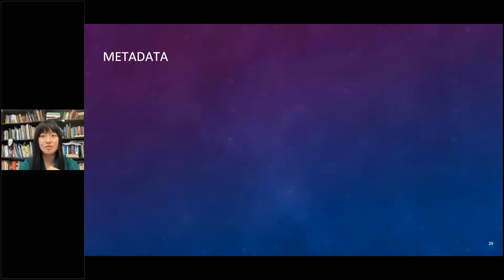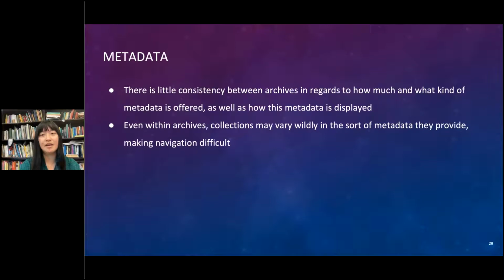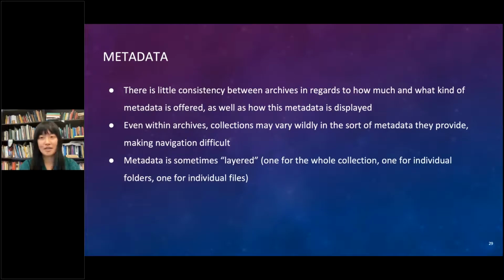Next, we move on to issues with metadata. So we saw some problems in metadata and how they were recorded. There was little consistency between archives in how much or what kind of metadata is offered, as well as how it's displayed, even within archive collections. The sort of metadata provided varied wildly, and that made navigation difficult because metadata also affects the searching for collections. Sometimes the metadata was layered and nested, so there would be metadata for the whole collection or metadata for individual folders, and then metadata for individual files.